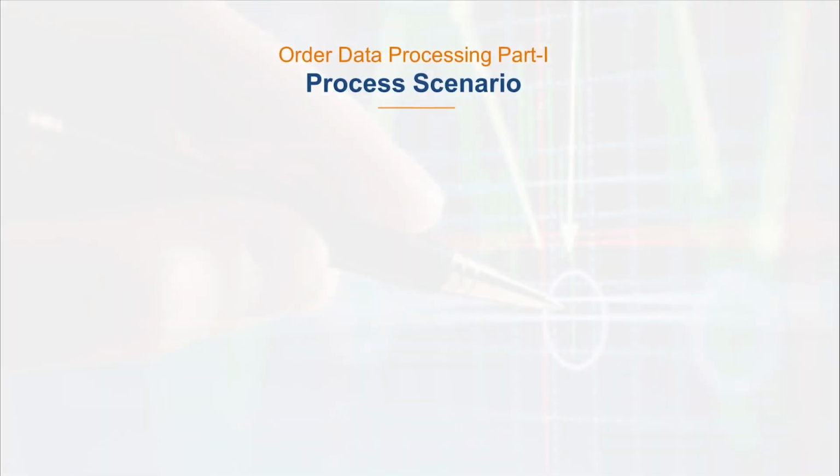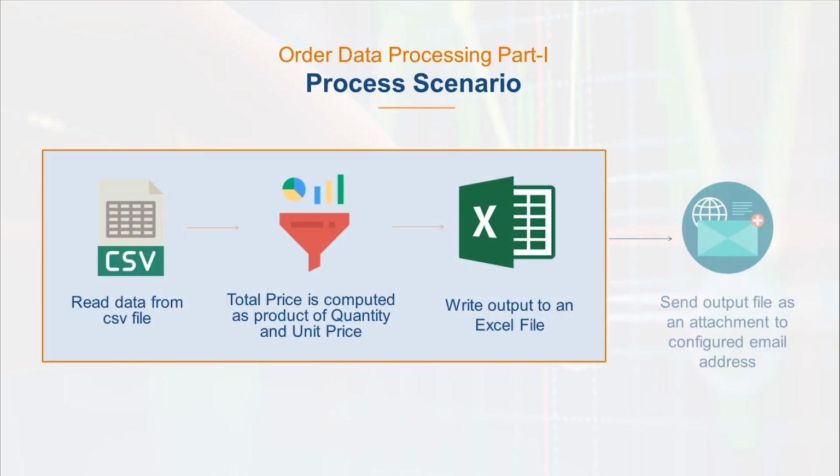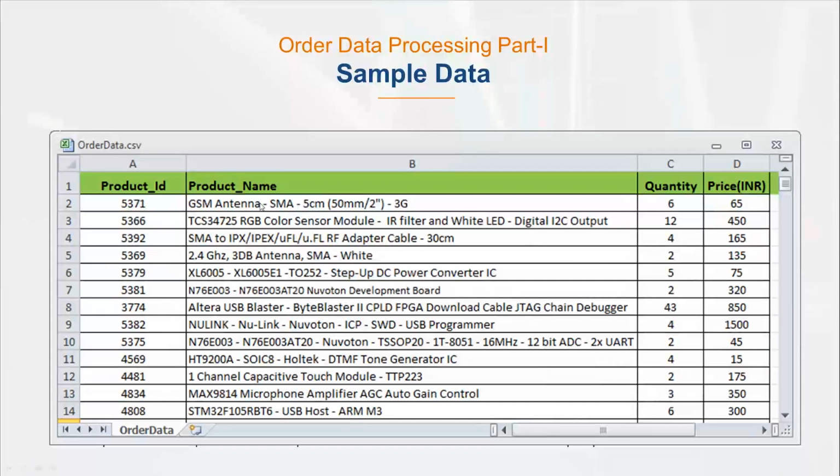The output file which is generated in the workflow has to be mailed to a specific mail ID. This is implemented by creating a process, and this is our process scenario. Have a look at the sample data. It contains order details like product ID, product name, quantity and price, which is the unit price for the product.